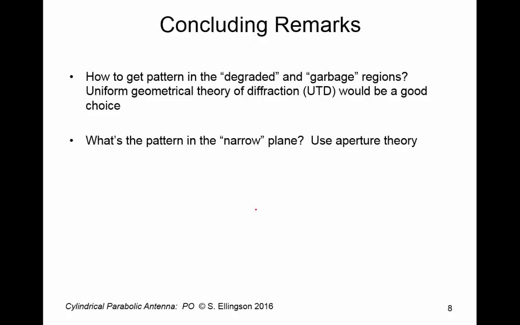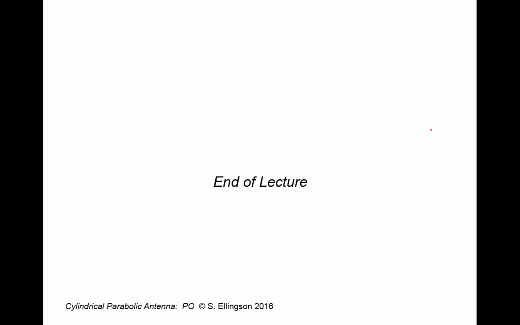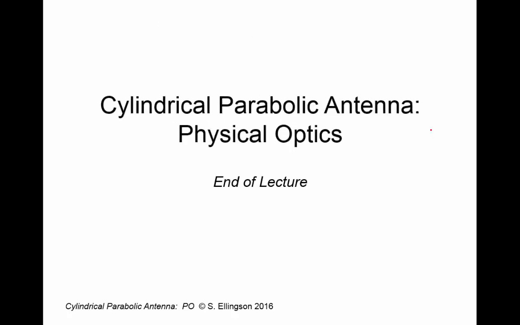What's the pattern in the narrow plane? In other words, we've considered only the pattern in the plane of the parabola. What about the pattern in the plane in which the cylindrical reflector is long? Well, there you could use aperture theory, right? In other words, this looks like a rectangular aperture. It's being fed by a line source. By the way, you could also use line source theory. That would be good enough to tell you something about the pattern, the main lobe and the side lobe level. This concludes this lecture on cylindrical parabolic antenna, physical optics.